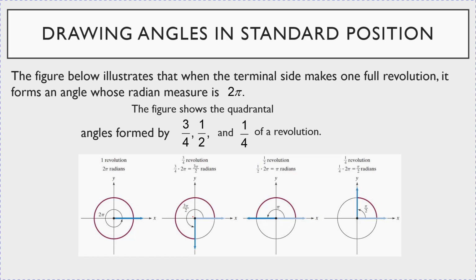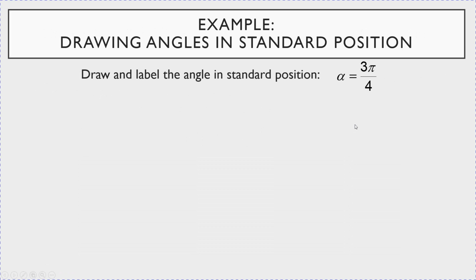All right, so let's use these and some tricks to help us sketch some angles. It's gonna be fun, and you're gonna have to pay attention to the tricks I use to figure this out. All right, so let's draw and label the angle in standard position. We have this angle that we're gonna call alpha, and it's 3/4 pi radians. That's the angle measure of it.